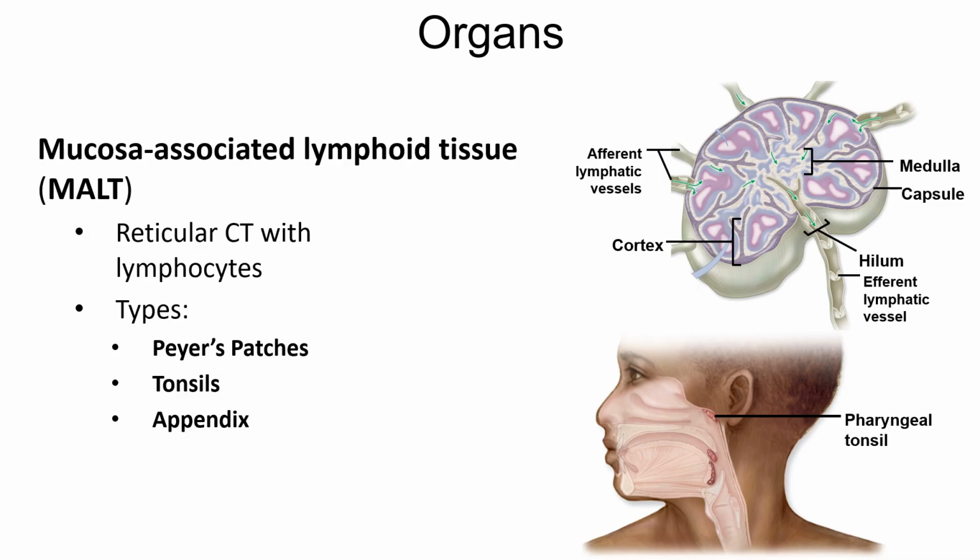When we think about the specific organs that consist of MALT tissue, the largest collection of MALT tissue is going to be found in our tonsils, Peyer's patches within our intestines, and also our appendix.